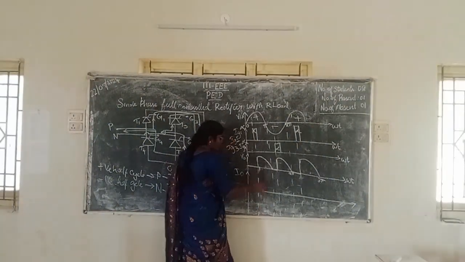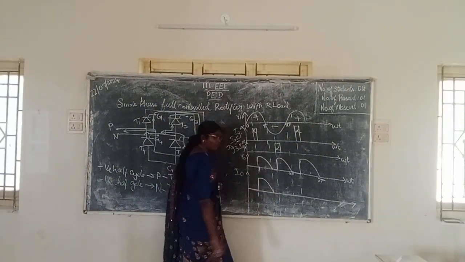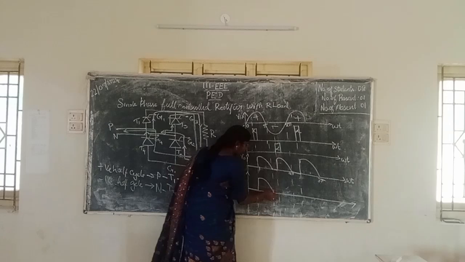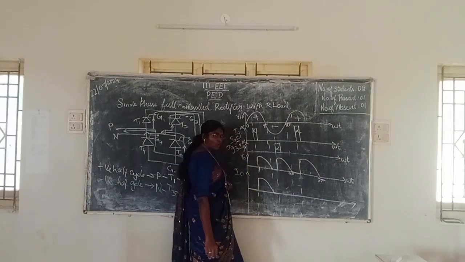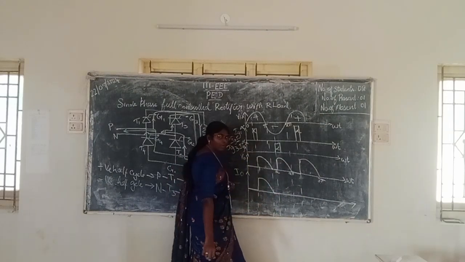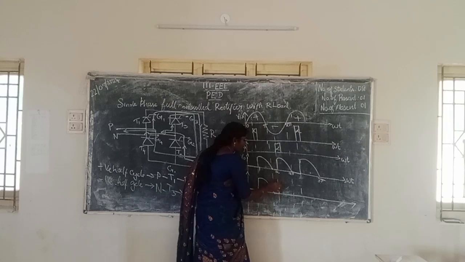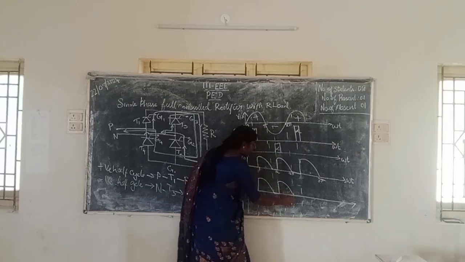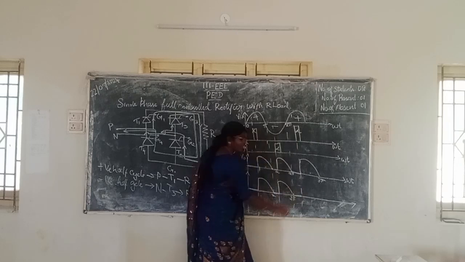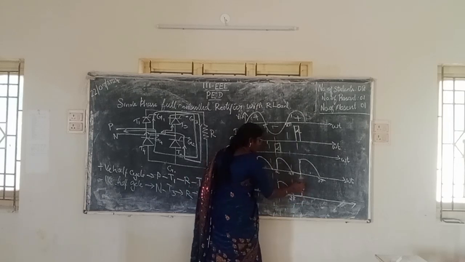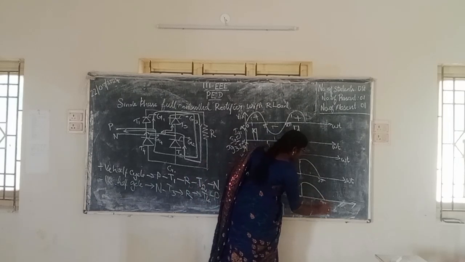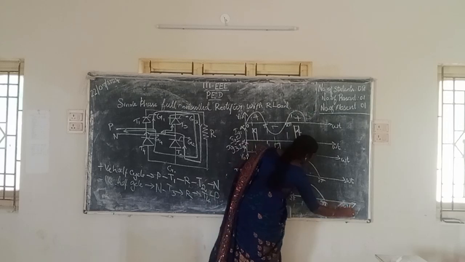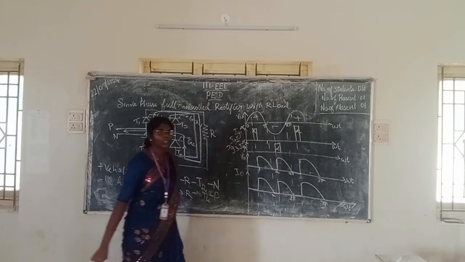So it will initially rise and be 0 at pi, and it will sustain 0 till the next alpha is given. Then it will increase and be 0 at the point 2 pi. Again it is 0 till the next firing angle is given and it is 0 at 3 pi. This is the output current with respect to omega t.